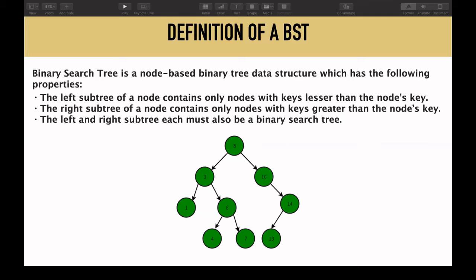Similarly, you can see for 3, its left subtree has a value 1, which is lesser than 3, and its right subtree has values 6, 4, and 7, which are greater than 3. Similarly, this property holds for 6. The node on the left side of 6 has a value 4, which is less than 6, and 7, which is on the right side of 6, is greater than 6. So that is the basic definition of a binary search tree.